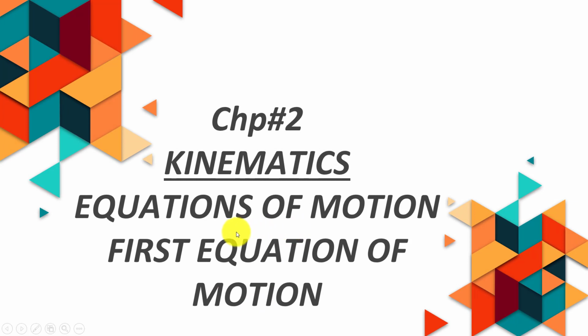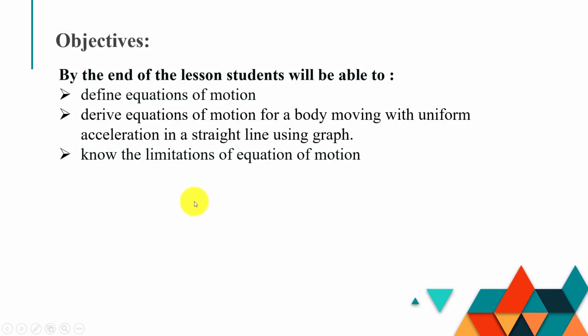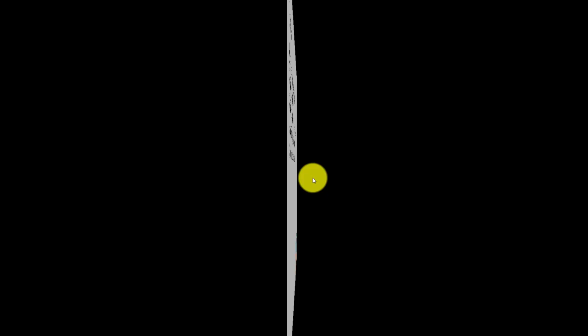Today we are going to discuss equations of motion, and we will discuss in detail the first equation of motion from chapter number 2, kinematics. Our objectives today are, by the end of the lesson, students will be able to define equations of motion, derive equations of motion for a body moving with uniform acceleration in a straight line using a graph, and know the limitations of equations of motion.